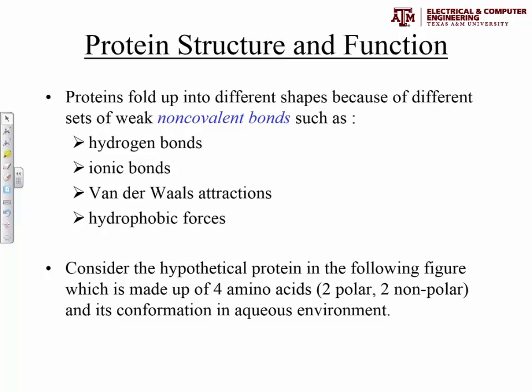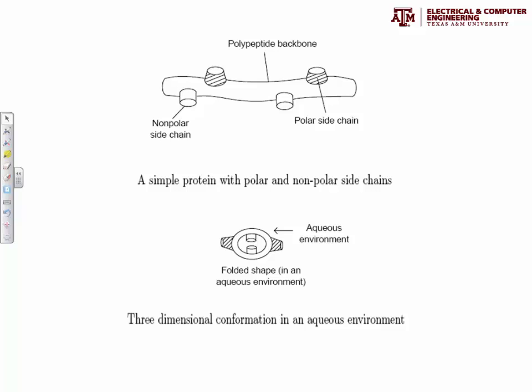So this is a hypothetical example. You have a protein with 4 amino acids. 2 of them are polar, that means they love water. 2 of them are non-polar. So if you throw that protein in water, in an aqueous environment, the polar and the non-polar side chains are shown over there. But then that'll fold up in an aqueous environment. It'll fold up in this fashion, so that the part that likes water is facing outside in contact with the aqueous environment. The part that hates water stays away from the aqueous environment, right? So this happens automatically.